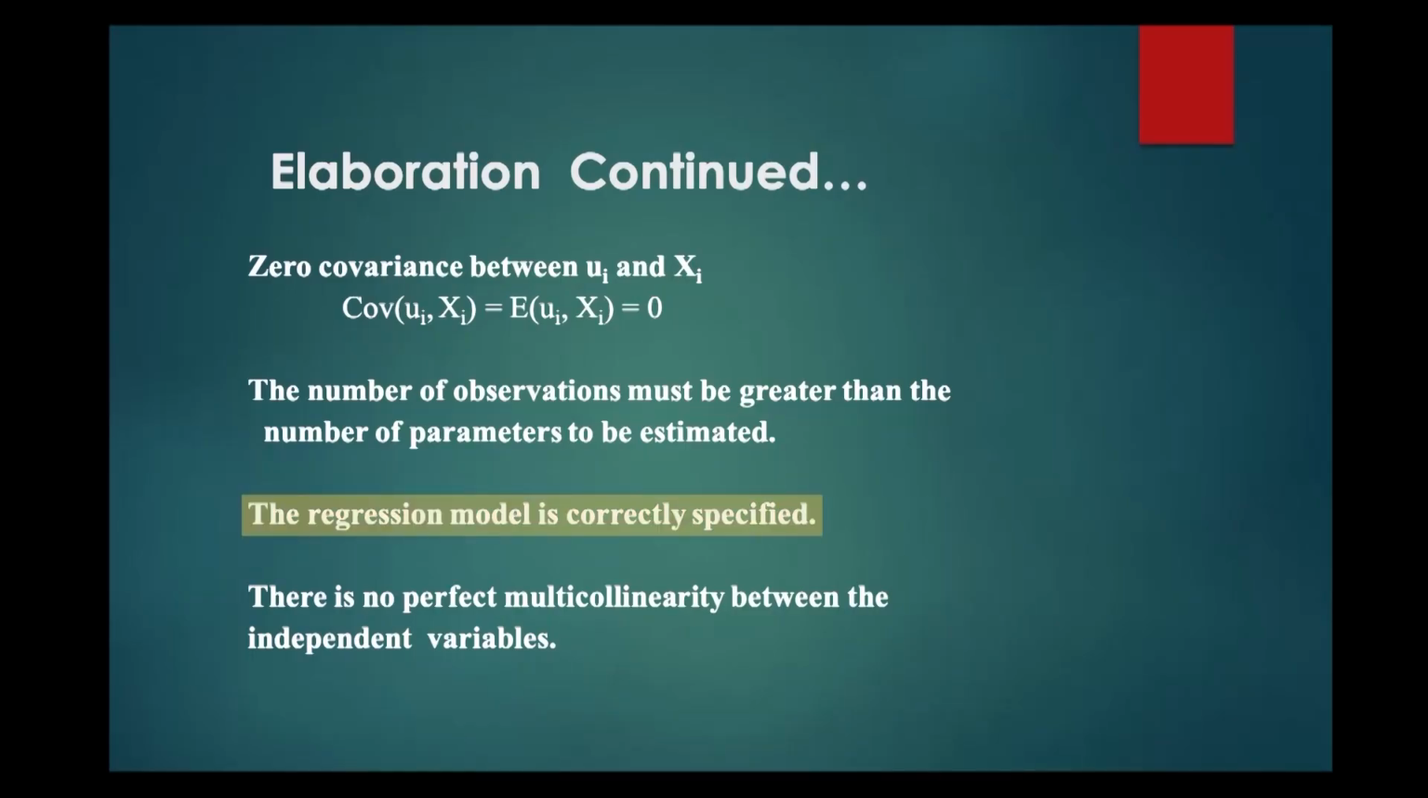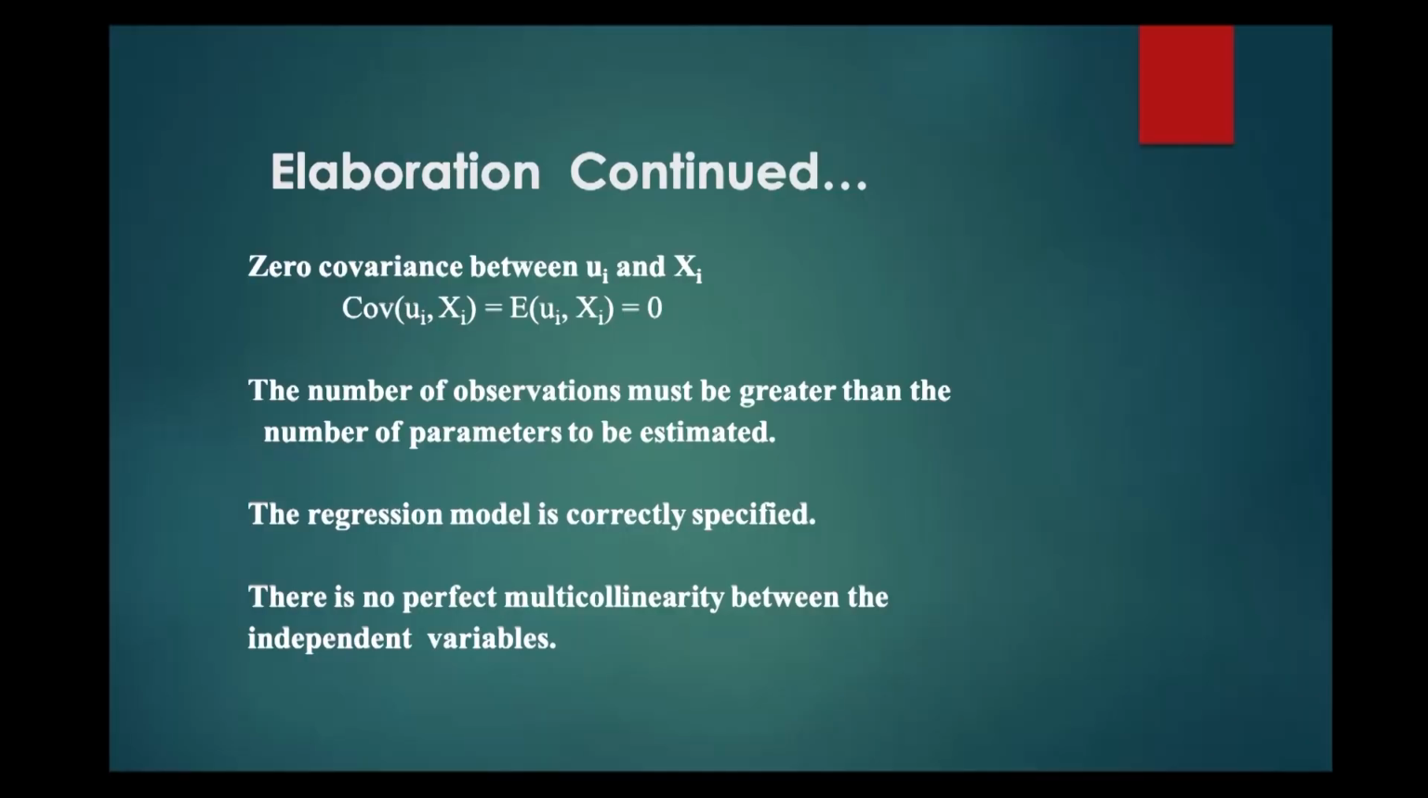After that, we have the regression model is correctly specified. This calls for omitted variables not being too many in the model. When we consider omitted variables, they should not exert more influence on the dependent variable. If this takes place, then generally the estimation model will not be correctly estimated and inference will not be drawn accurately. Finally, we come to there is no perfect multicollinearity between the independent variables, because that will pose a definite problem in this entire estimation process.